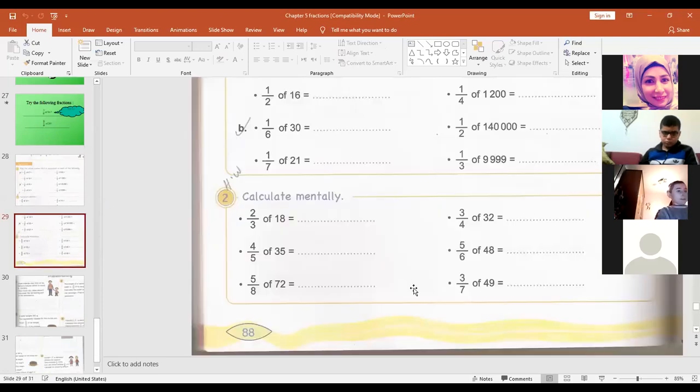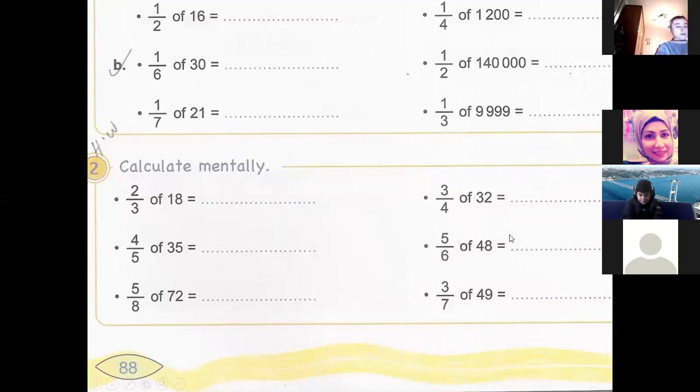Fraction of a number. Teacher, very easy. I will bring my math board. Yes, Amal Faqih, you will start doing the first one.